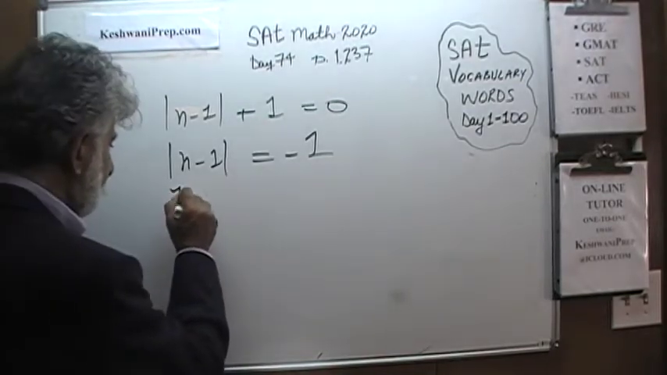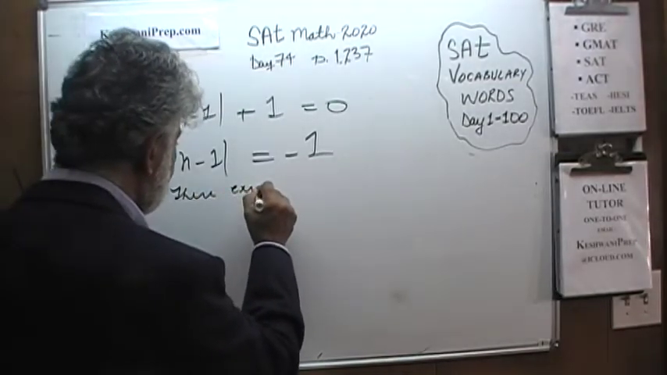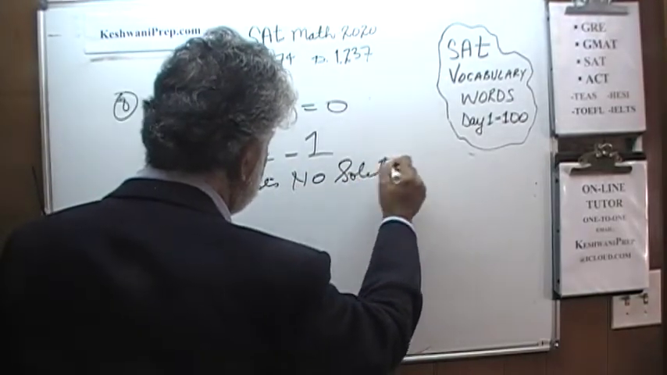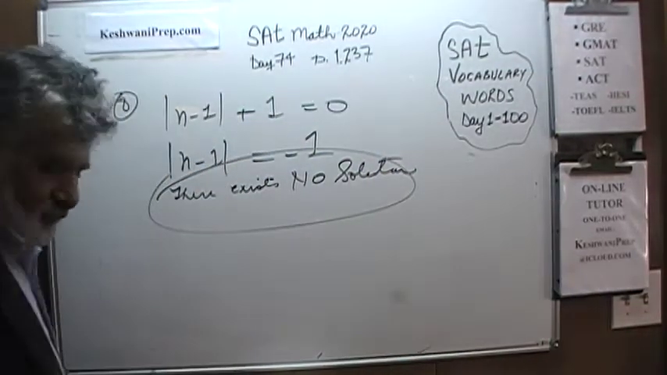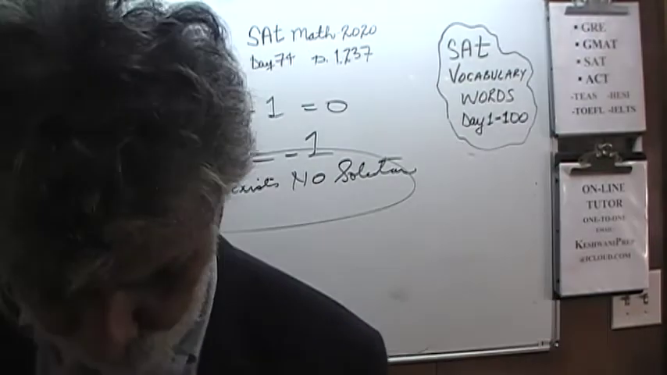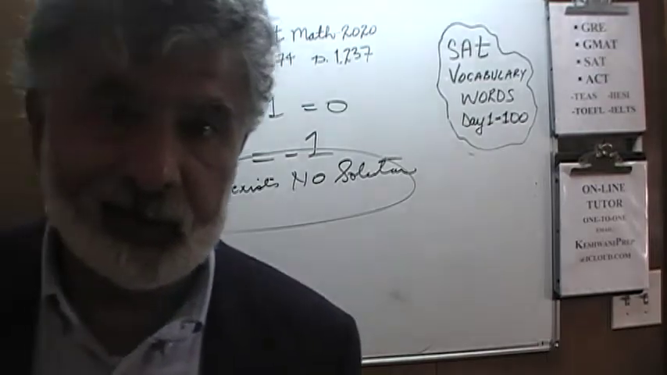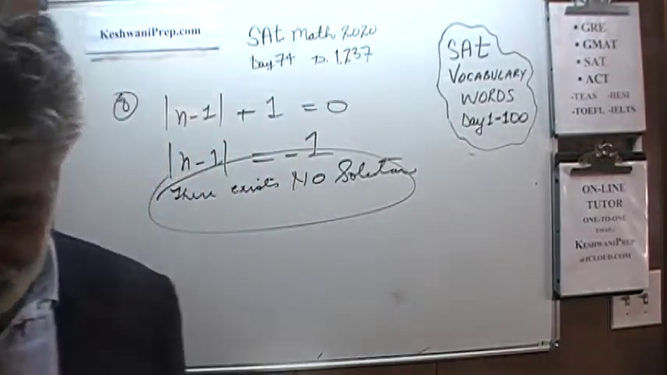There exists no solution. This equation that is given to us represents no solution. The answer is D. There is no such value of n which will satisfy this equation.